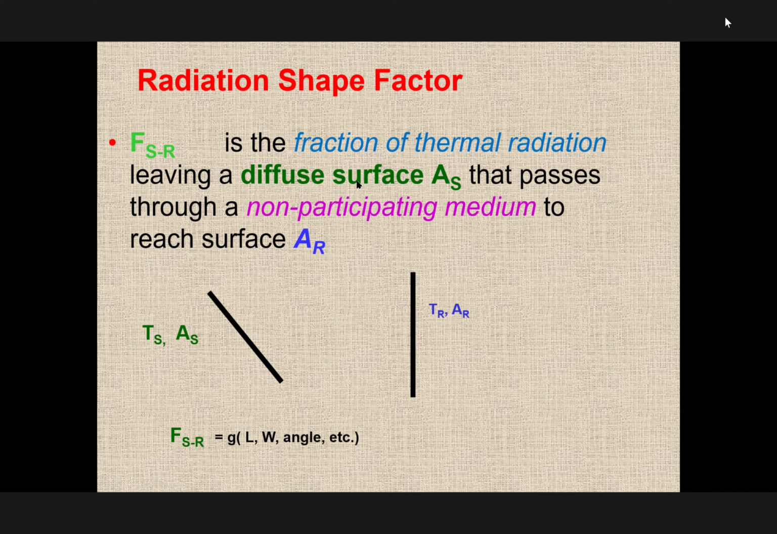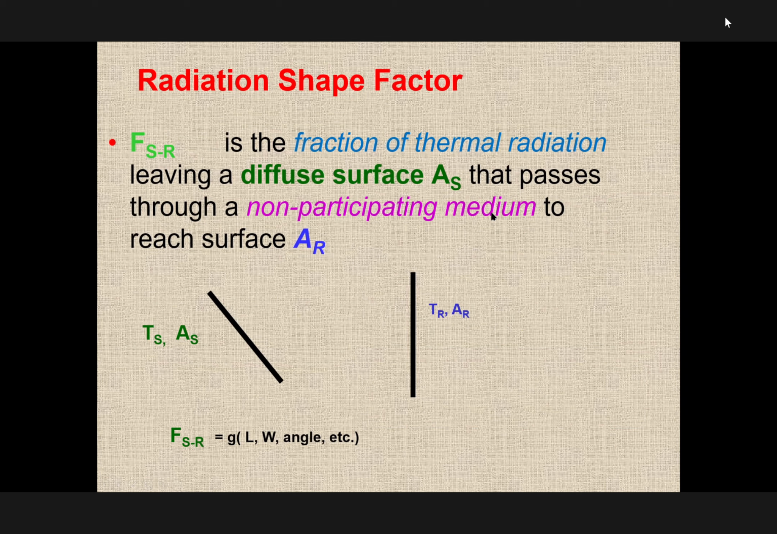Leaving a diffuse surface. Why are we mentioning a diffuse surface? All directions. Uniformly in all directions. Therefore, when it leaves that surface, it goes in all directions with the same magnitude. Okay, therefore there are two things we have to keep in mind when we're defining the shape factor. The first one here is fraction. The second one, we assume the surface is diffuse and then the radiation passes through a non-participating medium.